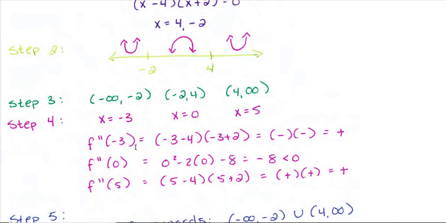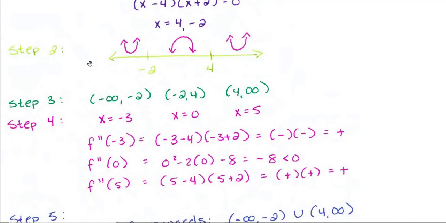When I plugged in -3, I'll just plug it into this factored form here. -3 minus 4 is negative. -3 plus 2 is negative. A negative times a negative is a positive, so we're concave upwards on that entire interval. Plug in 0 into the original non-factored form of the second derivative, and I get 0 squared minus 2 times 0 minus 8, which gives me -8, which is negative. So we're concave downwards on this entire interval. And then plug in 5. We have 5 minus 4 times 5 plus 2 gives me a positive times a positive, which is positive, so we're concave upwards on this entire interval.